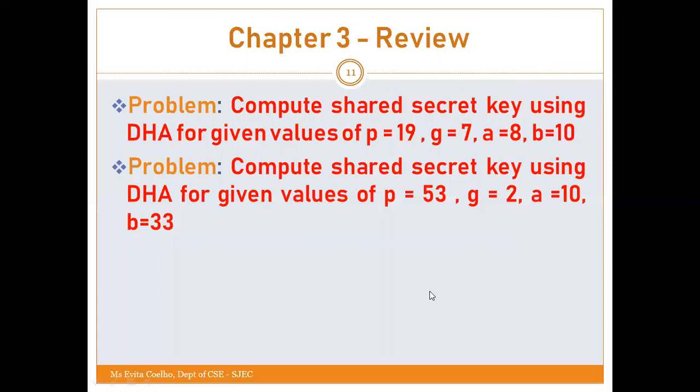So before you close, please review the DHA protocol. Use the same protocol. The steps are very clearly mentioned in that algorithm. Use the same thing and try and compute the shared secret that Alice and Bob would have computed if they had these given values.